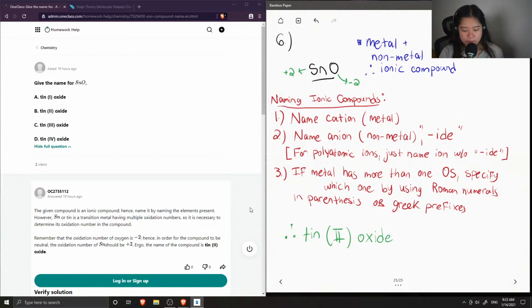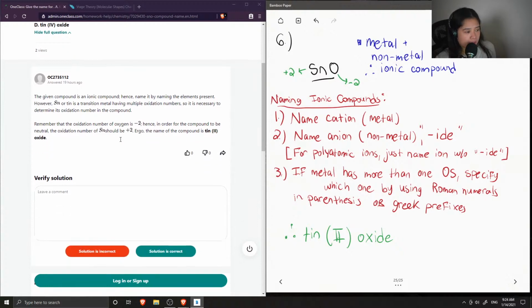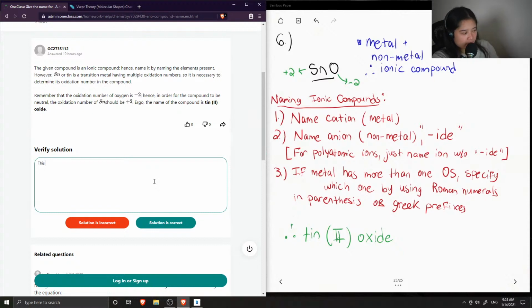Okay, so now let's see what the junior tutor said. Given compound is an ionic compound, hence name it by naming the elements present. However, tin is a transition metal having multiple oxidation numbers, so it's necessary to determine its oxidation number in the compound. Remember that the oxidation number of oxygen is -2, hence in order for the compound to be neutral, the oxidation number of tin should be +2. Ergo, the name of the compound is tin(II) oxide. Okay, so this solution is correct.